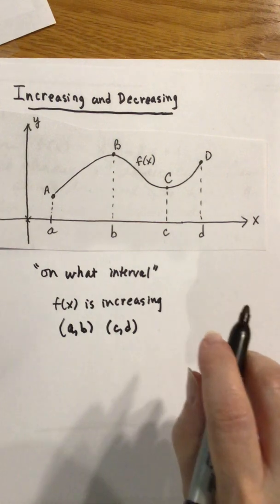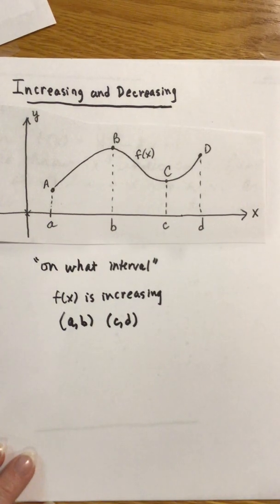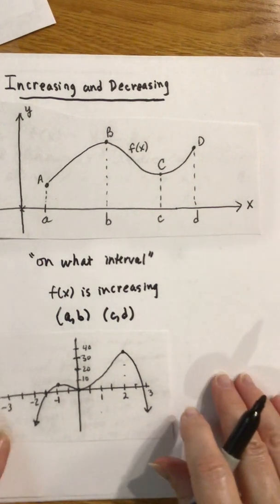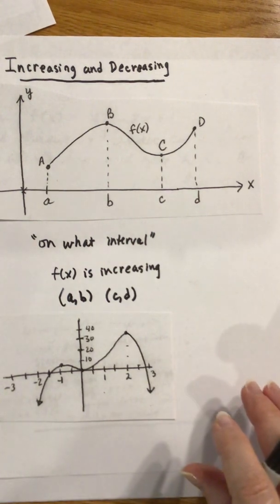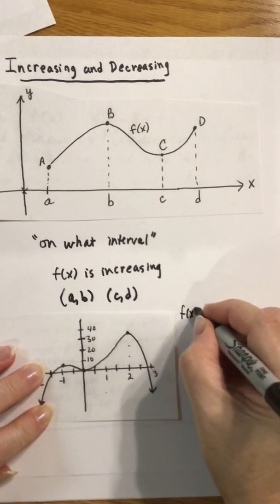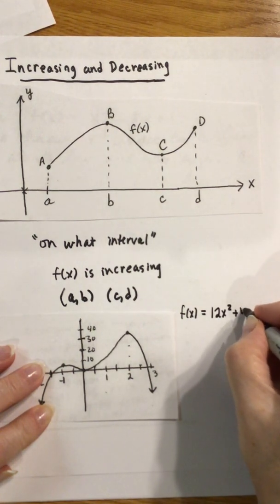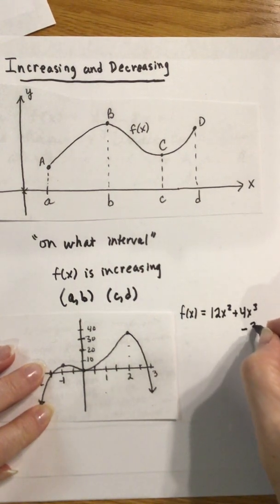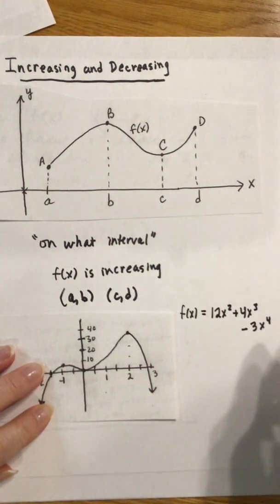Okay, so we're going to look at another graph. It has some numbers on there. Okay, and we're going to give it a function name. Sorry, about to run off the page there. All right, so we're looking at this function.